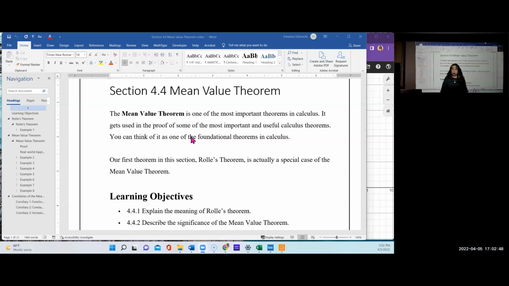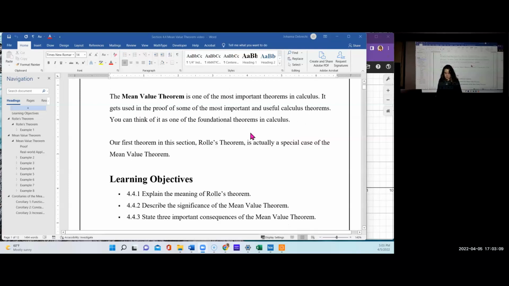And some of the corollaries or resulting theorems or ideas from the mean value theorem enable us to learn more things about the shapes of graphs of different functions. We're going to start with an application of the mean value theorem, a special case called Rolle's theorem. Let's go ahead and start with Rolle's theorem.